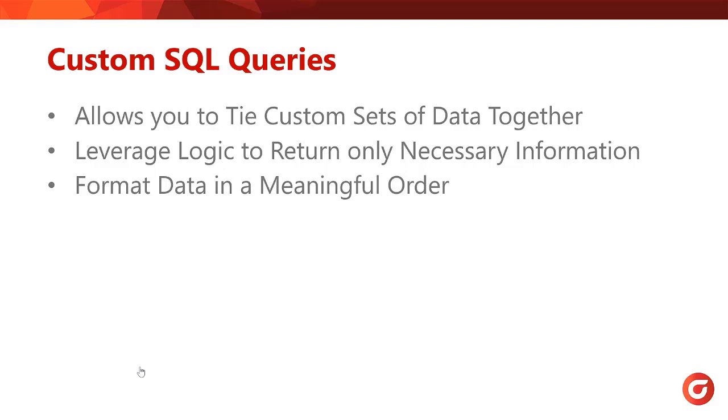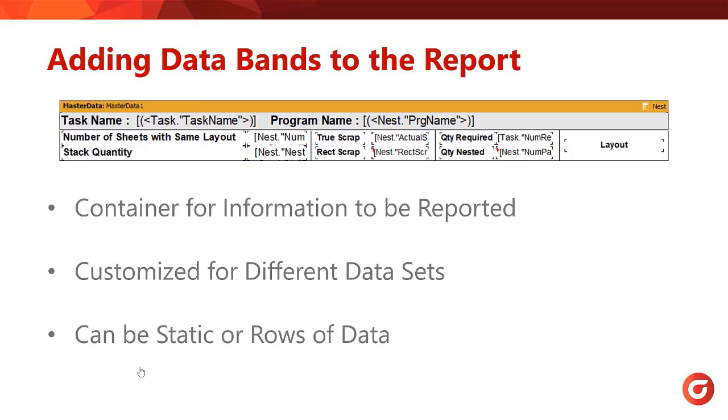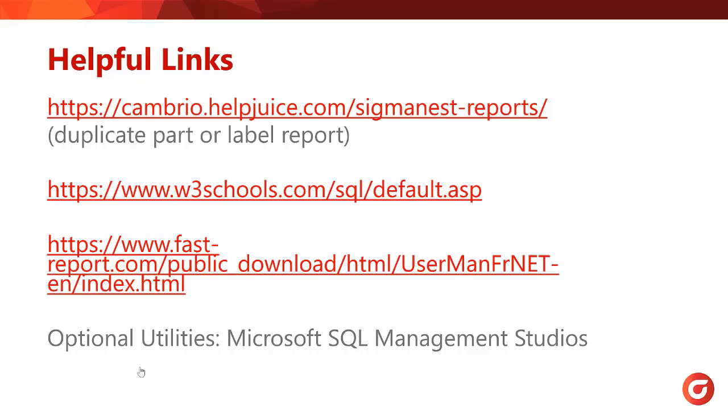We're going to create a custom SQL query that's going to merge two tables within the SN database, and that's going to make data fields available to us within the data band. So we're going to add underneath the master data, there will be a detailed data, and we'll create a sub-detailed data, and we'll get more into that later.